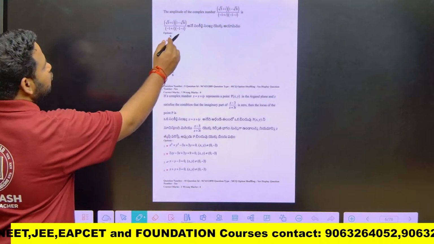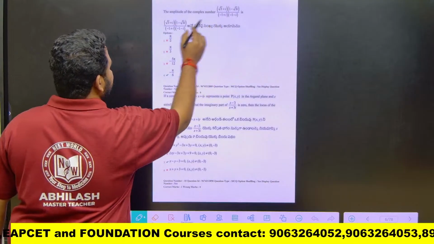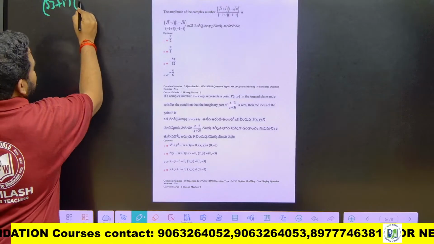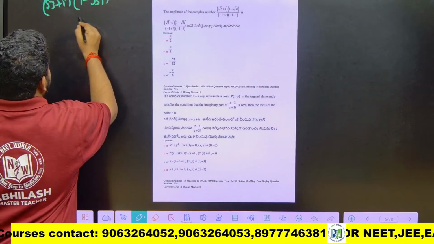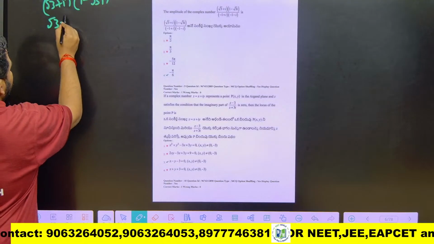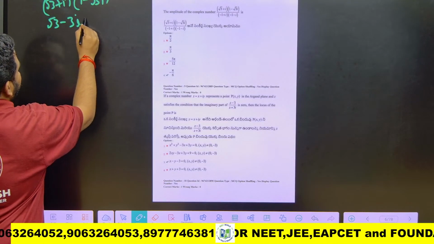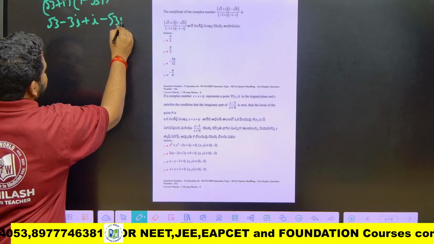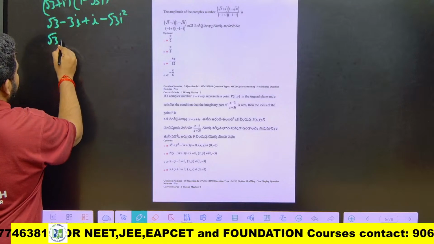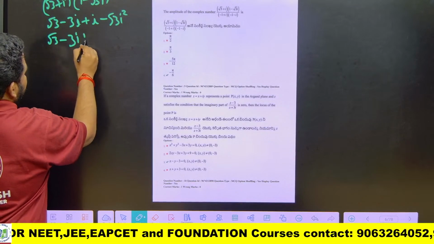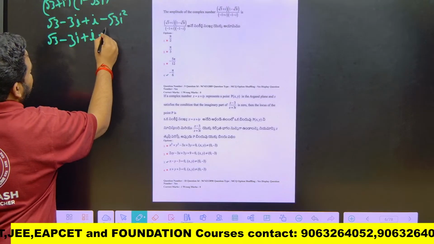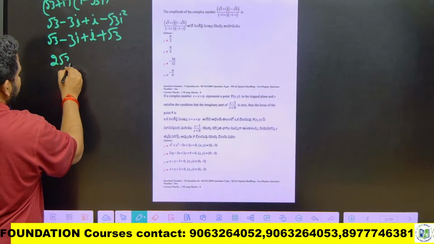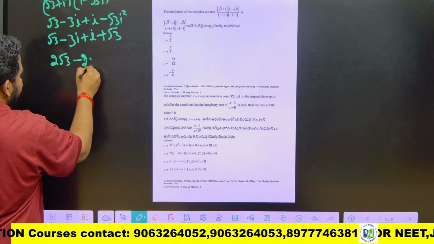So this is root 3 plus i into 1 minus root 3i, this is the numerator. If I multiply this, I will get root 3 into root 3, that is 3i, plus i into 1 is i itself, minus root 3 i square. So this will be root 3 minus 3i plus i, minus, and since i square is equal to minus 1, this will be plus root 3. So I will get 2 root 3 minus 2i, this is the numerator.